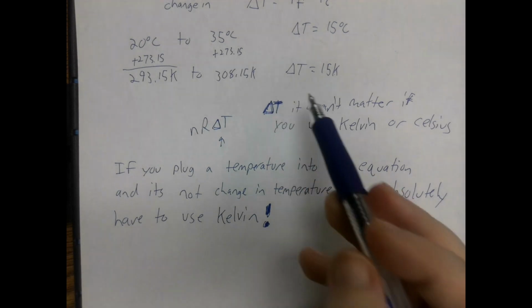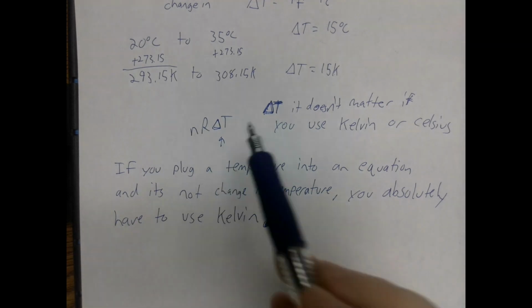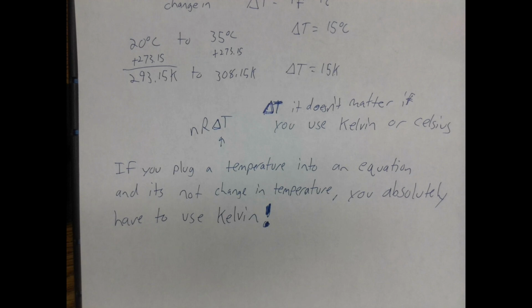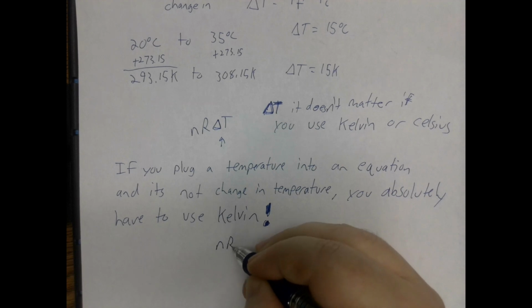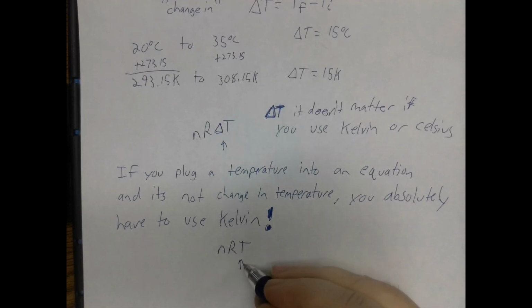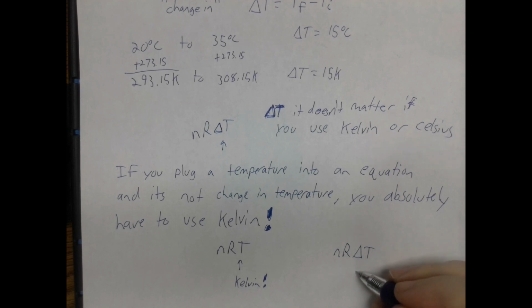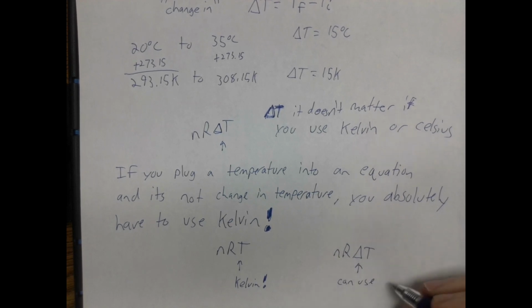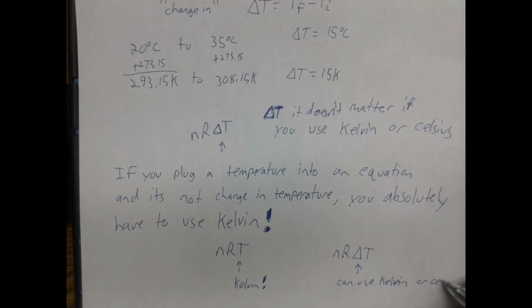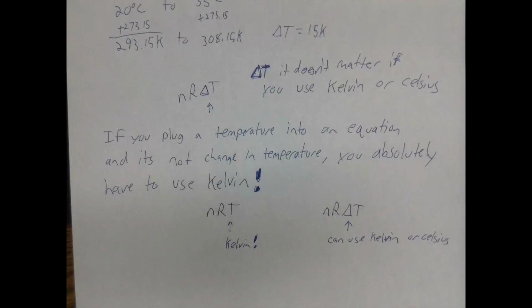But sometimes that's troublesome doing delta T's, so I usually keep delta T's in Celsius. But if you have to plug in a single temperature, it has to be in Kelvin. So if the equation was nRT, this T must be in Kelvin. Whereas nR delta T can use Kelvin or Celsius. So if it's T, must be Kelvin. Delta T, you can use Kelvin or Celsius.